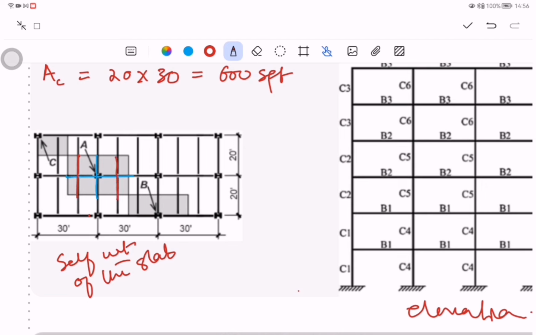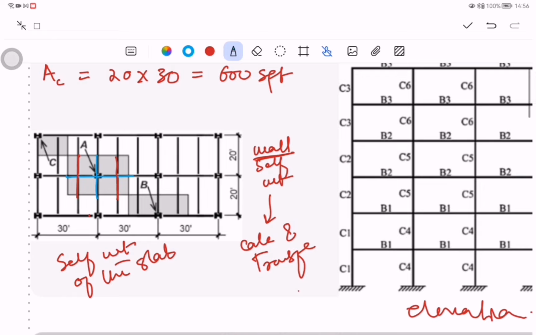In addition, the wall superimposed dead load, or the wall self weight, will be calculated and transferred. How can we do it? First of all, these walls will always be on my primary beams, right? So the length of the primary beams is basically the length of the wall.